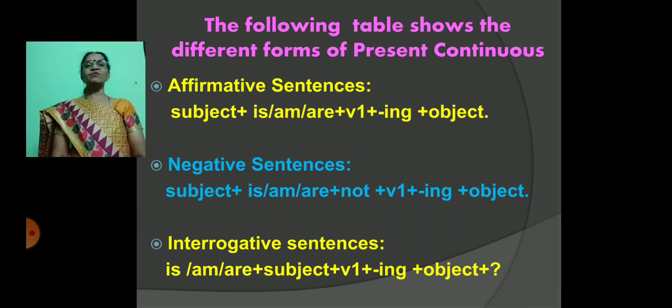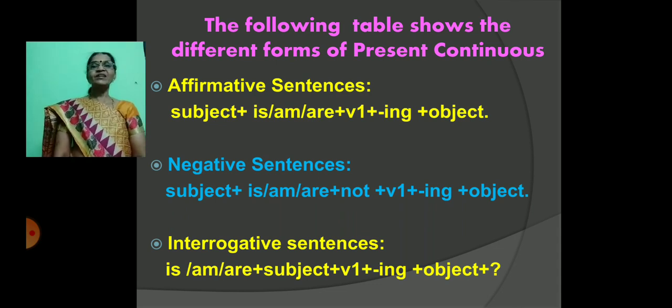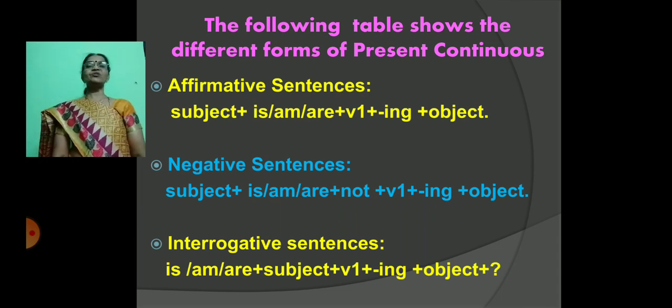So for negative, it will be subject plus is or am or are plus not plus verb in ing plus object. So it will be I am not reading English. He is not reading English. So that's how you're going to make use of present continuous in negative form. And for interrogative, you begin with is or am or are plus subject plus verb in ing plus object. You say, am I reading English? Is he reading English? When you start with a WH question, you say, what is he reading?